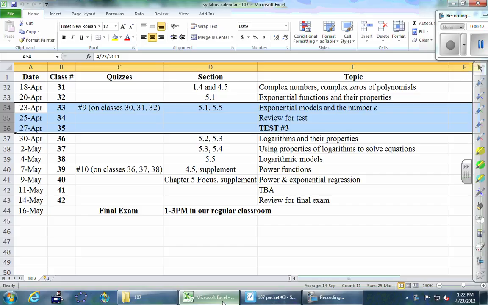We saw one application last class, and that was the drug filtration stuff. It turned out that if your body can process and get rid of 25% of the drug that's in your system at any moment in time, then that's an exponential decay thing. And we looked at the graph, and we found an equation. We'll do more stuff with models today, and also this special number E. Then on Wednesday, we review for test number 3, which is happening Friday. Any questions on any of that?